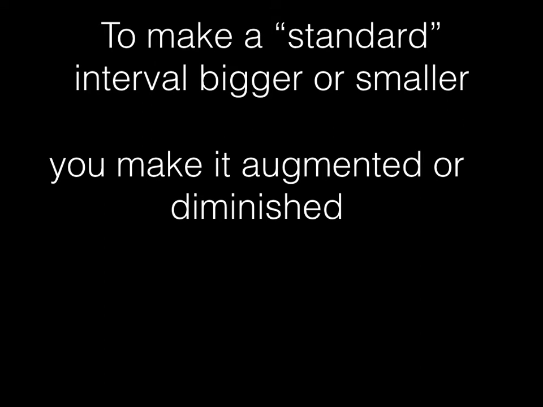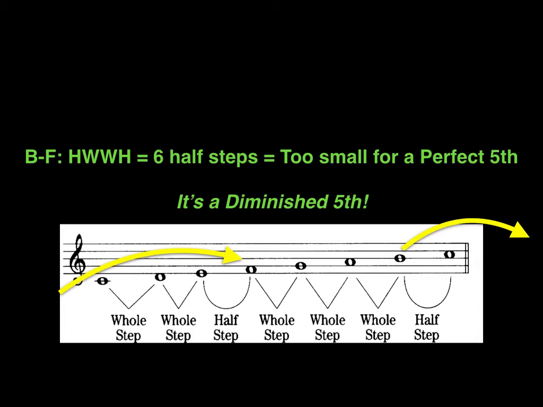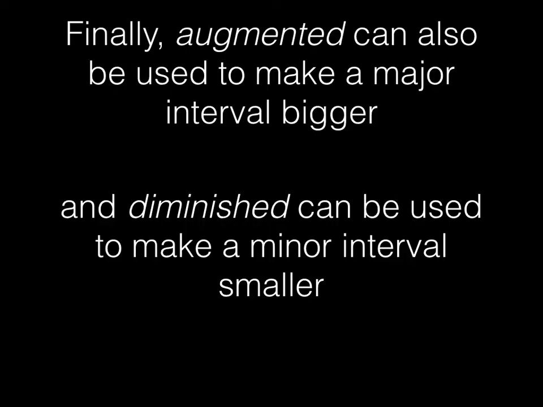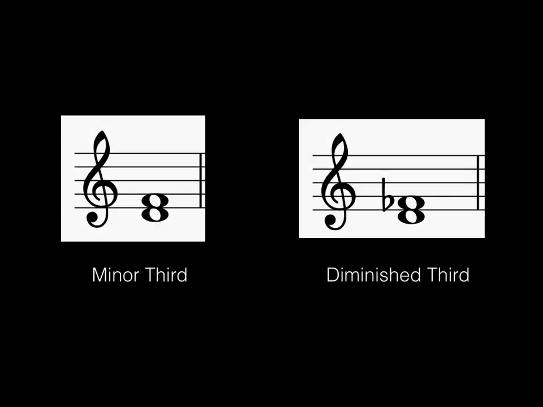So to make a standard interval bigger or smaller, you make it augmented or diminished. So this one lone fourth that's too big to be perfect, we call an augmented fourth. And this one lone fifth that's too small to be perfect, we call a diminished fifth. And then finally, augmented can also be used to make a major interval bigger, and diminished can be used to make a minor interval smaller. So a major third, C to E, becomes an augmented third if you go C to E sharp. A minor third, D to F, becomes a diminished third if you go D to F flat.